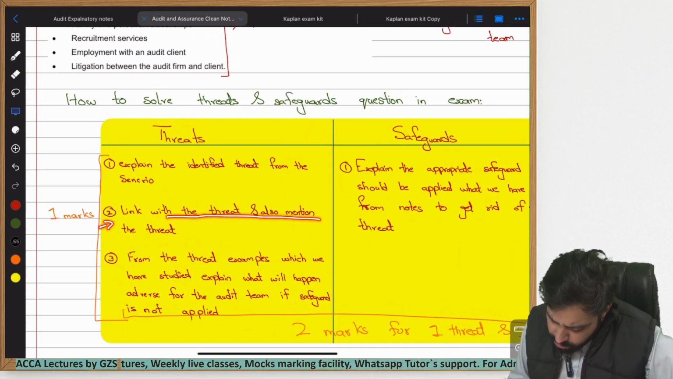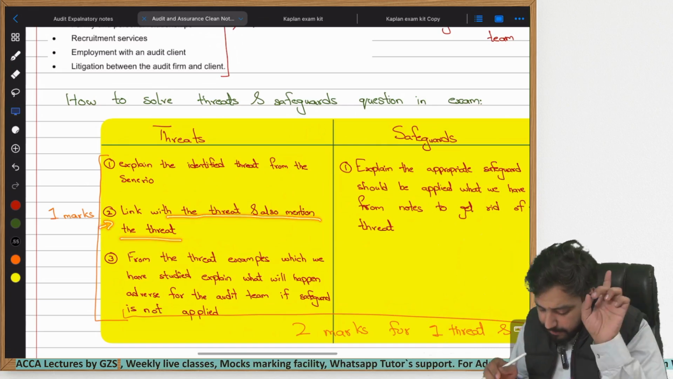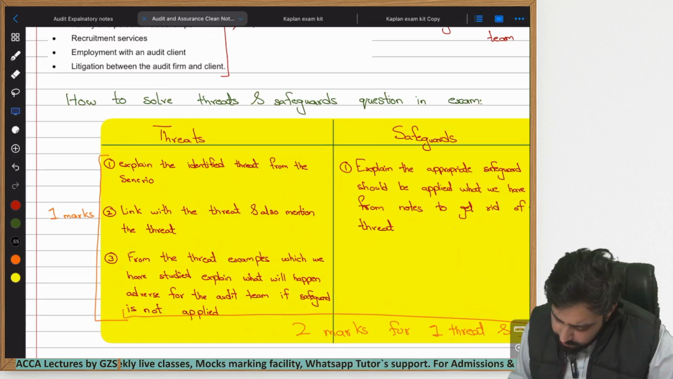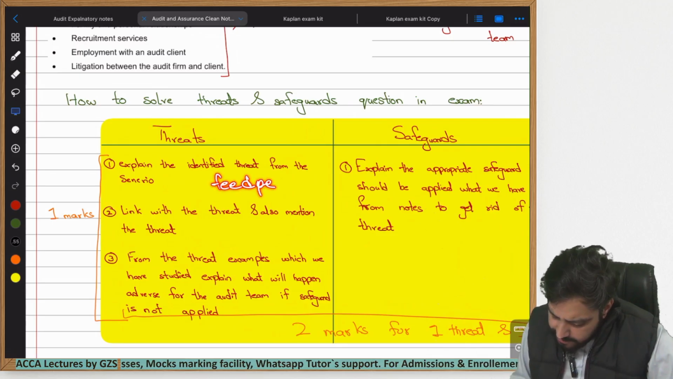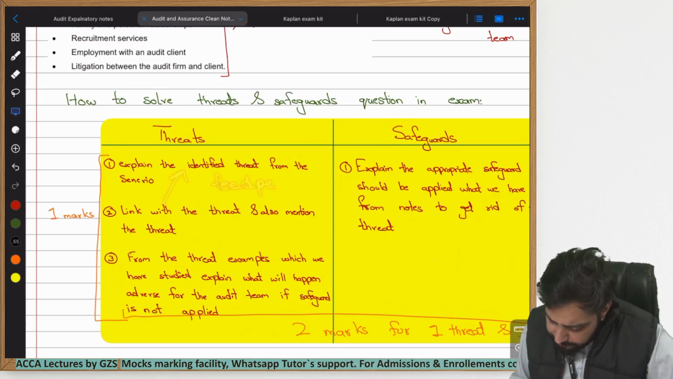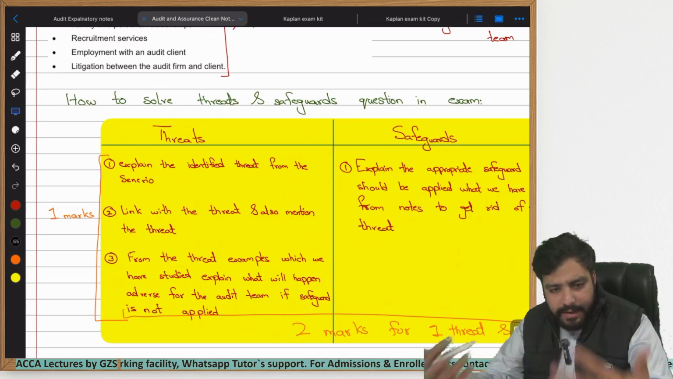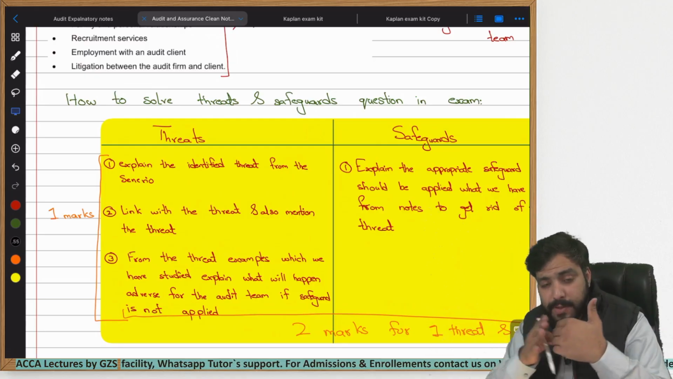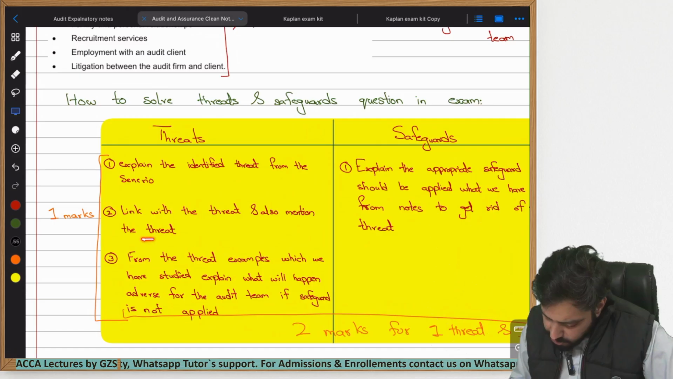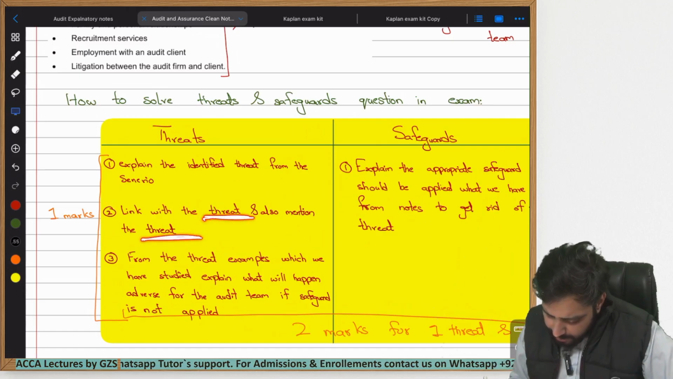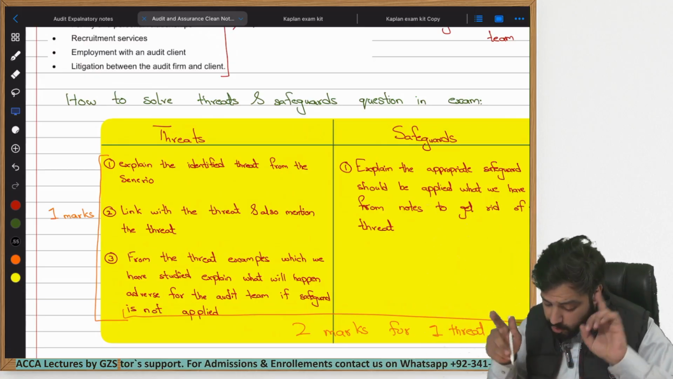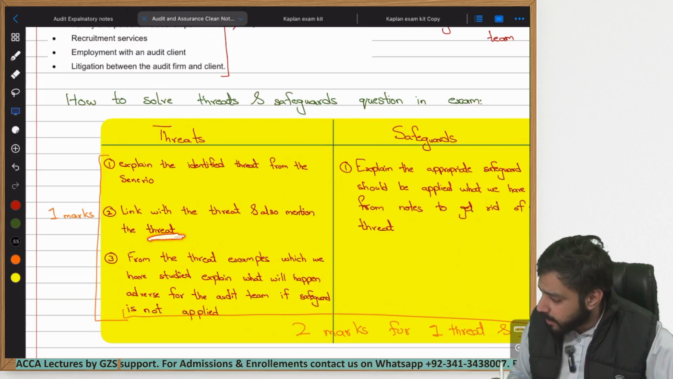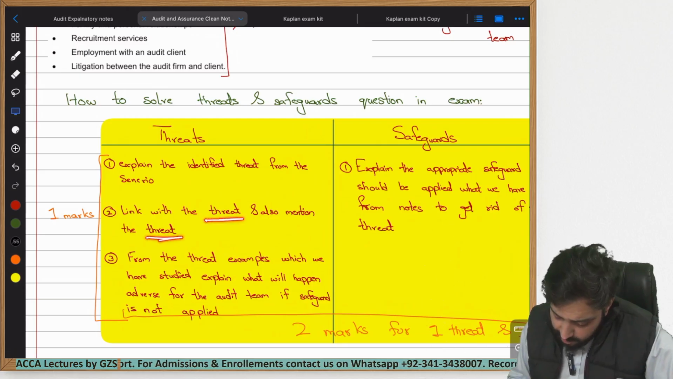The second thing you will have to do is to link the threat and also mention the threat type. What I mean by this is that, for example, if you identify that there is a threat of fee dependency, you will have to write down that this would create a fee dependency threat which falls within self-interest, familiarity or intimidation, whatever is linked with that specific threat that we identify. You will have to mention the type of threat and the type of example as well. If you are not able to mention the type of example, there is no issue in that, but you have to mention the type of threat that this circumstance is going to create for you.